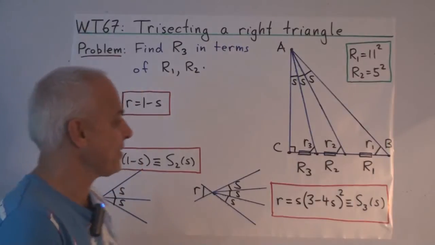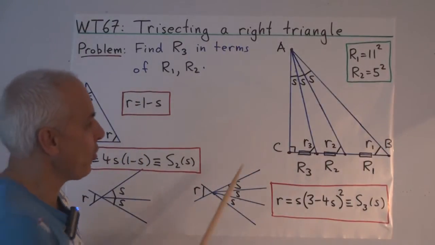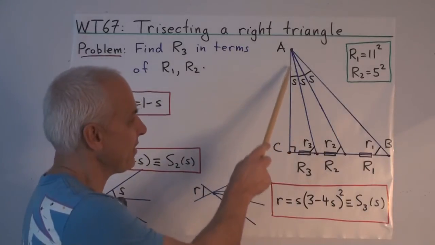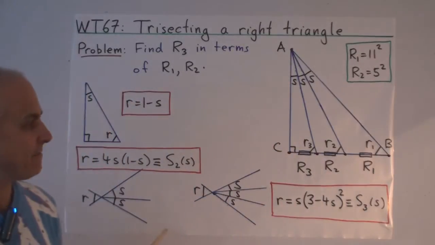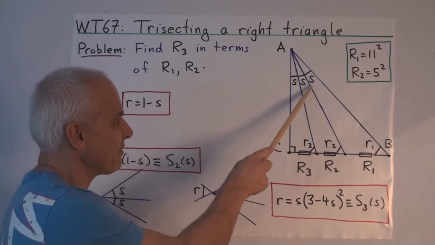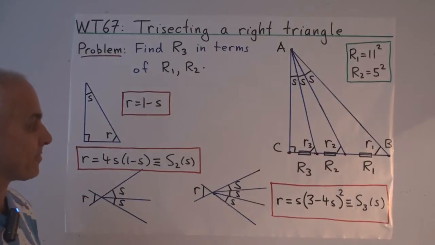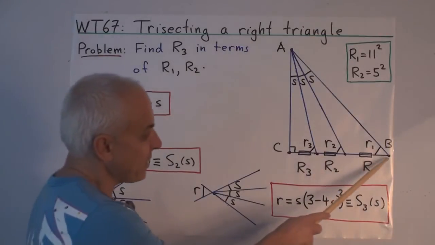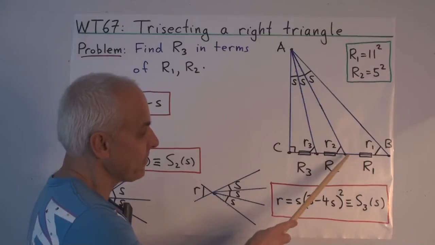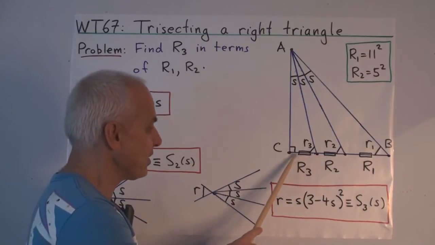So the problem is, we have a right triangle like this, and we are told that up here, this vertex has been trisected. So these two lines coming down here split this vertex up into 3 equal spreads, or 3 equal angles. And furthermore, we're told that this distance right here is 11, and this one is 5. And we're trying to find out this third distance right here.